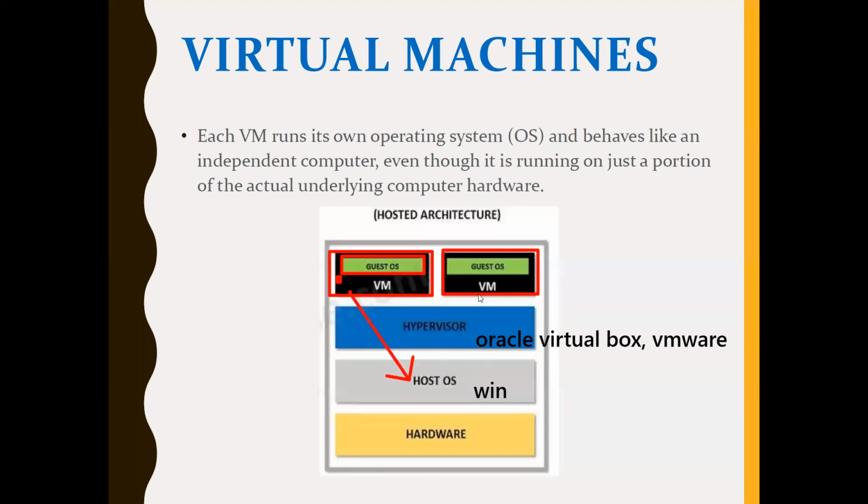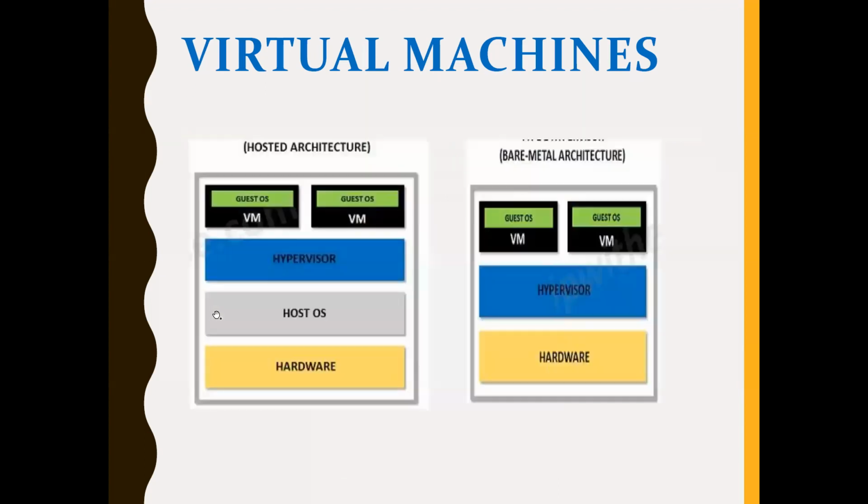It means in your laptop, you can run some VMs. How many VMs, and how huge the VM is, depends on the resources available on your host because it will consume the resources from this host, right? That's what we can do on our laptop. We can install some Linux virtual machine and do DevOps. Similarly, the same is the case here. Each VM runs its own operating system and behaves like an independent computer, even though it's running on just a portion of the actual underlying computer hardware.